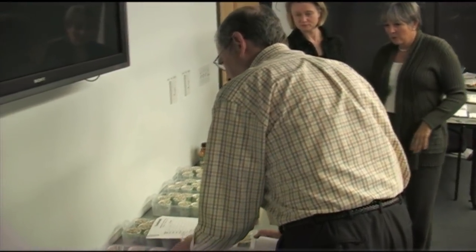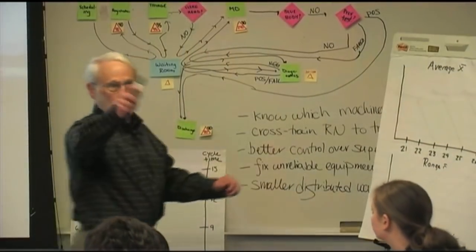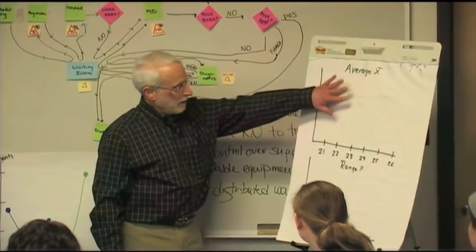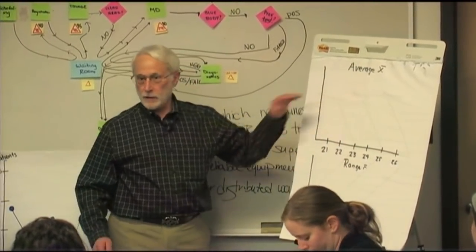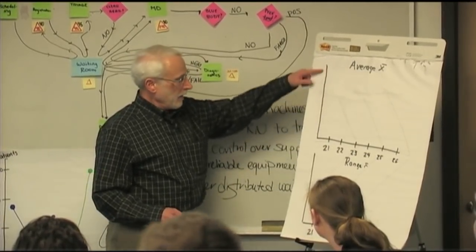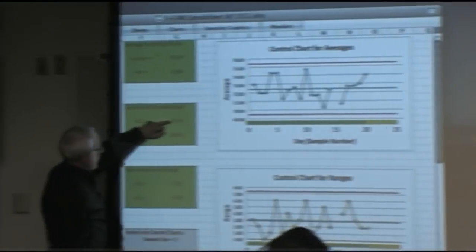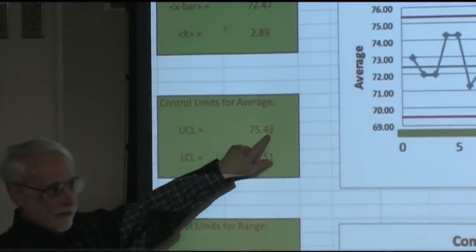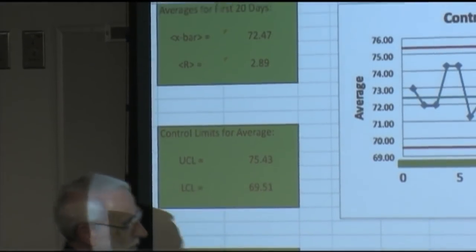While we're getting some help here, each of the stations on their easel has a chart for the average and the range. What I want you to do is come put a scale on this where you're going to put the upper control limits. We don't have to be accurate to the second decimal place here. It's about 75.4 and 69.5.